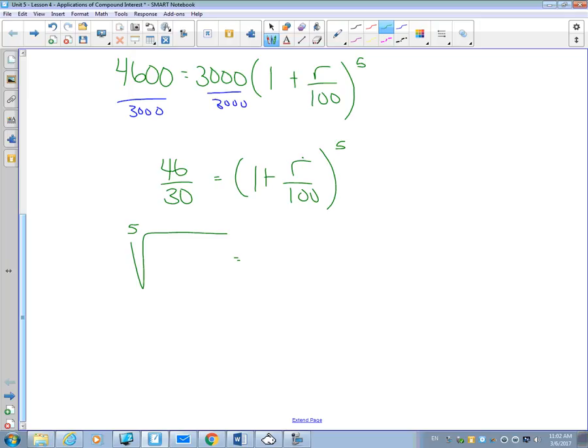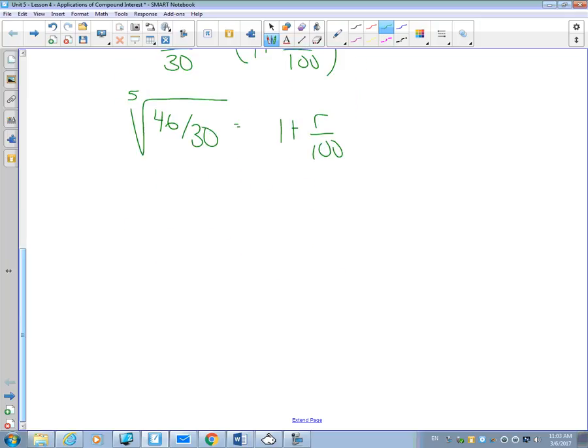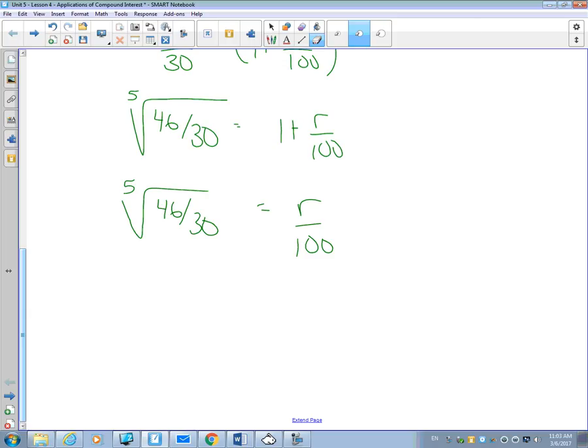So the fifth root of 46 over 30, and if I take the fifth root on the left side and do the same thing on the right side, I'm left with just 1 plus R over 100. Actually, I don't need this bracket anymore. Well, that makes my life easier. I want to solve for R. So the next thing I'm going to do is bring the 1 over. So just to keep it exact, I'm going to write this as 46 over 30, and then I want to bring that 1 over to become minus 1. And notice it's outside the root sign. Once I figure out that number, I'm going to multiply it all by 100.